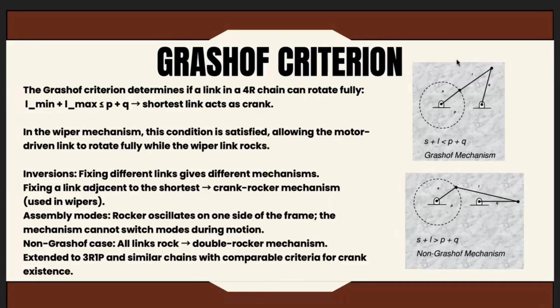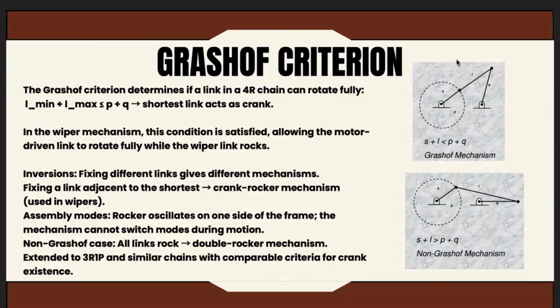In this slide, we'll discuss the Grashof criteria, which helps to determine whether a link in a 4-bar mechanism can complete a full rotation or not. When the sum of the shortest and longest link is equal to or less than the sum of the other two, the shortest link becomes the crank. This principle is applied in wiper mechanisms, where the motor-driven link rotates continuously while the wiper arm rocks back and forth. By fixing different links, we get different inversions of the mechanism.